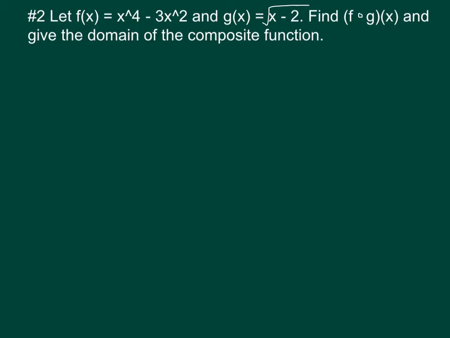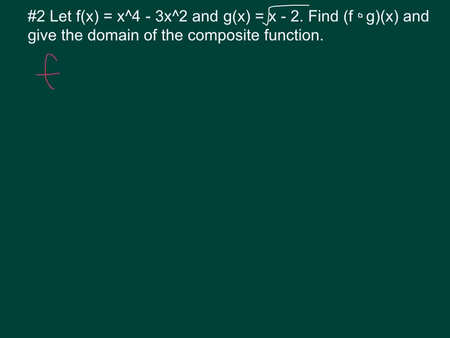Okay, in this next slide, we're going to have a little fun. Alright, let's read the problem with me. Let f of x be the function x to the 4th minus 3x squared. Let g of x be the function the square root of x minus 2. Find f of g of x. Find the fog and give the domain of the composite function.